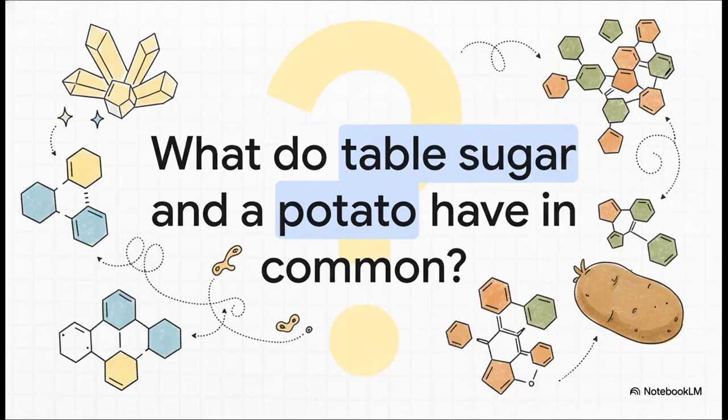So let's start with a question. What could table sugar and a potato possibly have in common? I know, it sounds a little weird, right? One is this sweet crystalline stuff, and the other is starchy and savory. But the answer, believe it or not, is hidden in the tiny, elegant molecules they're both built from.